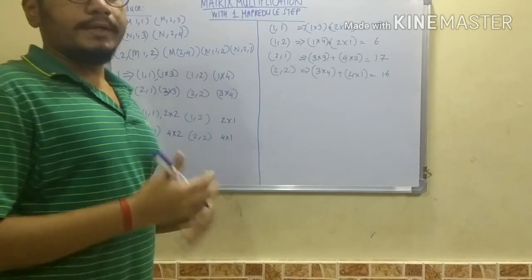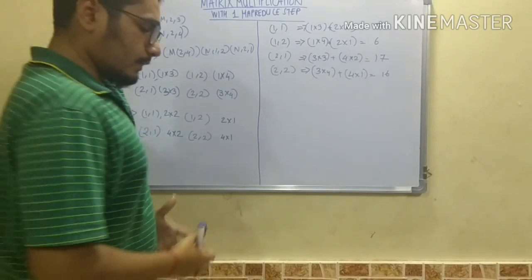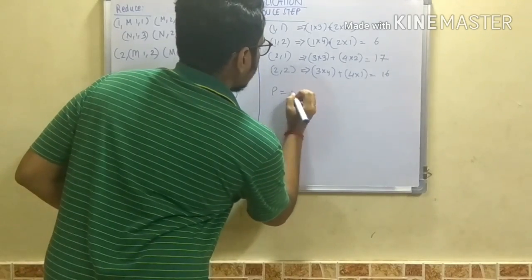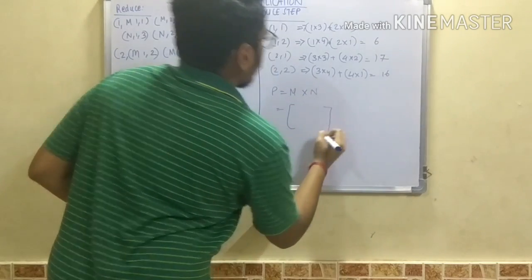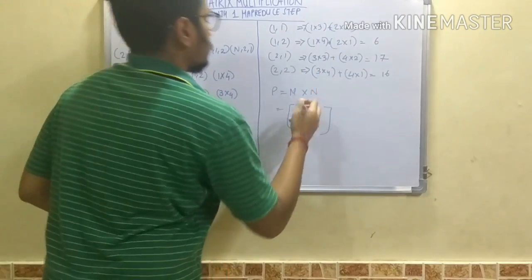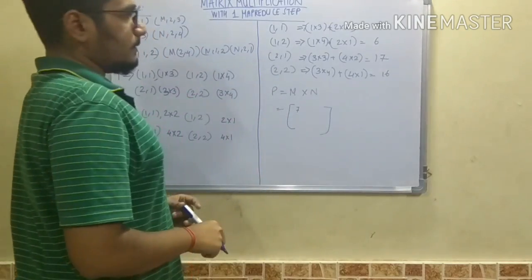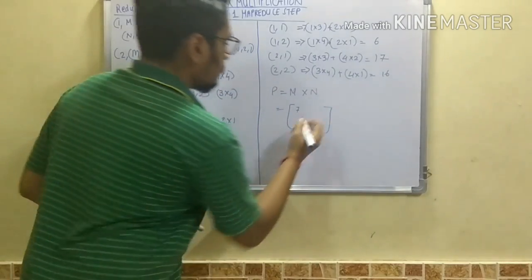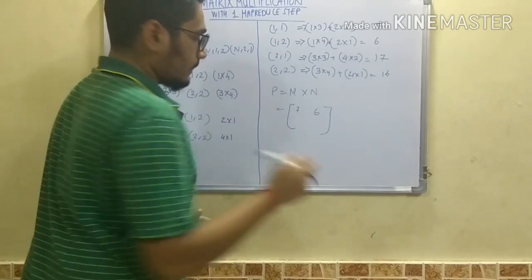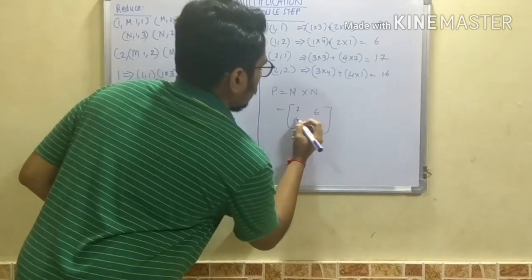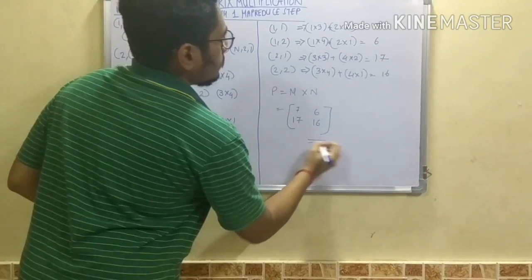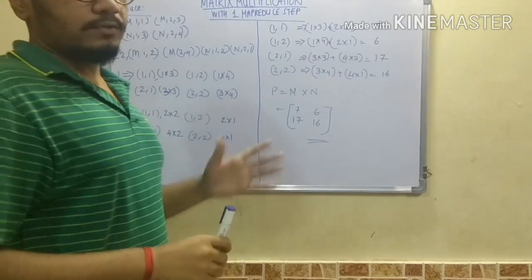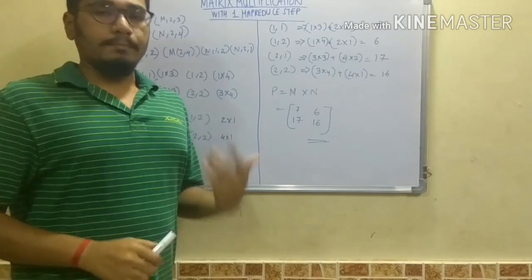So now we put it into the matrix product, which is defined by P equal to M cross N. To write this, the first row, first column, that is the very first element, will be 7. First row, second column will be 6. Next is second row, first column, that is 17, and then it is 16. So this is how you do the basic matrix multiplication in MapReduce.